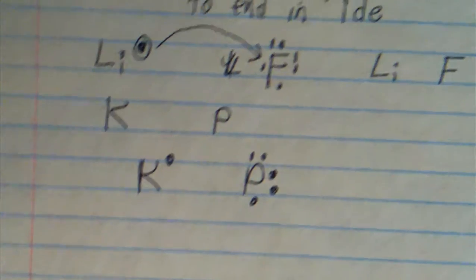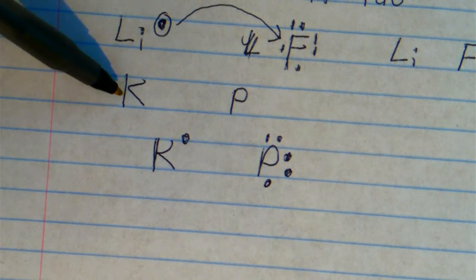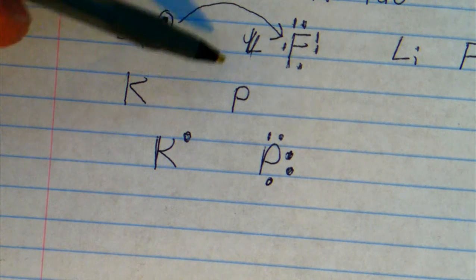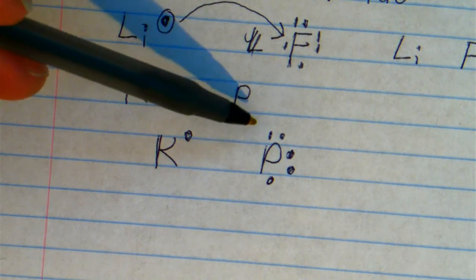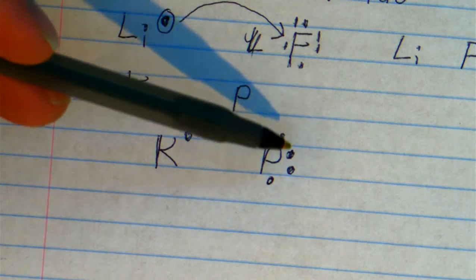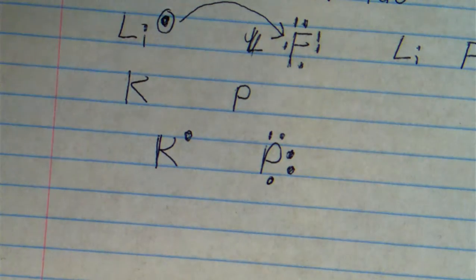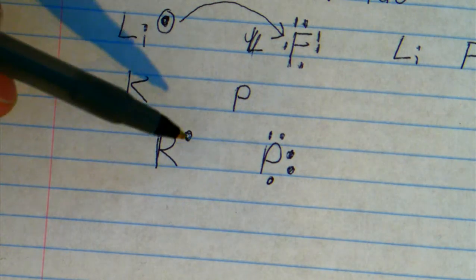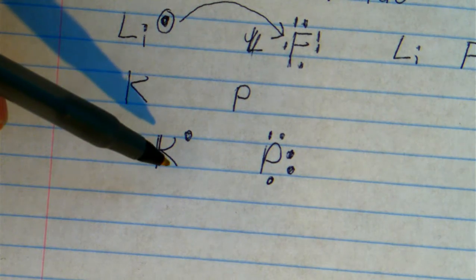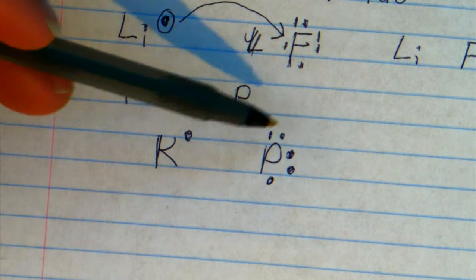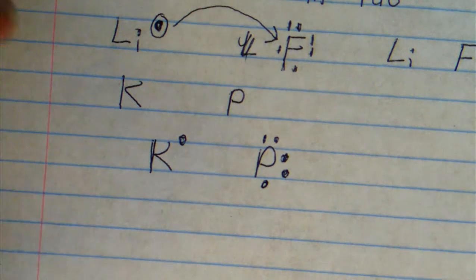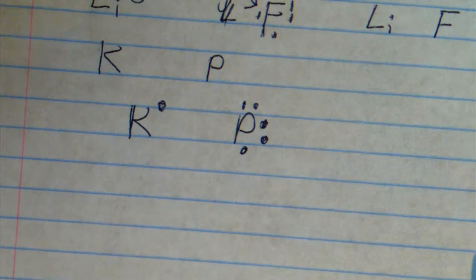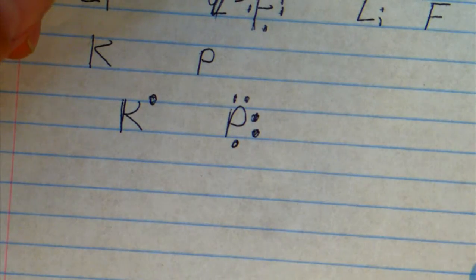The two elements that were named were potassium, which always has one valence electron, and phosphorus, which has 5 valence electrons. The question is, how can we have them each become satisfied, potassium giving away 1 electron, while phosphorus gains 3 electrons? The answer is we're going to need more than 1 potassium to do this.